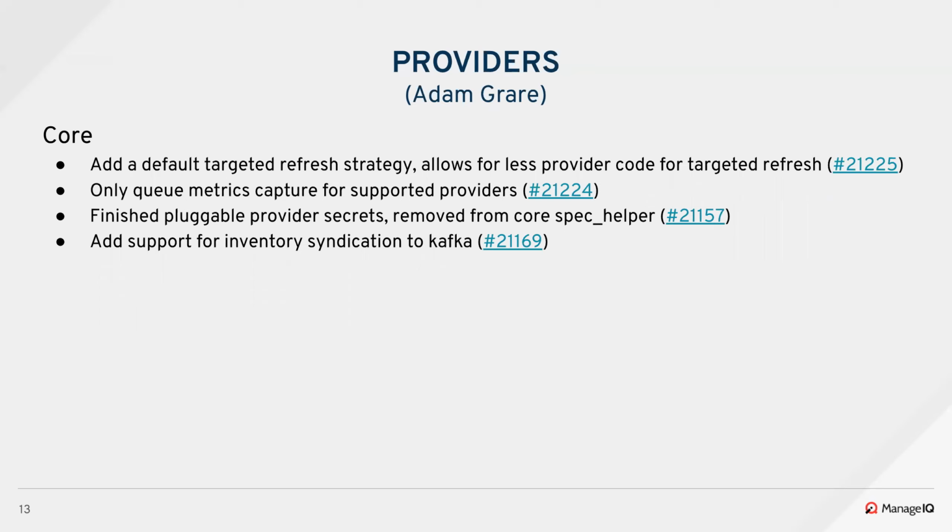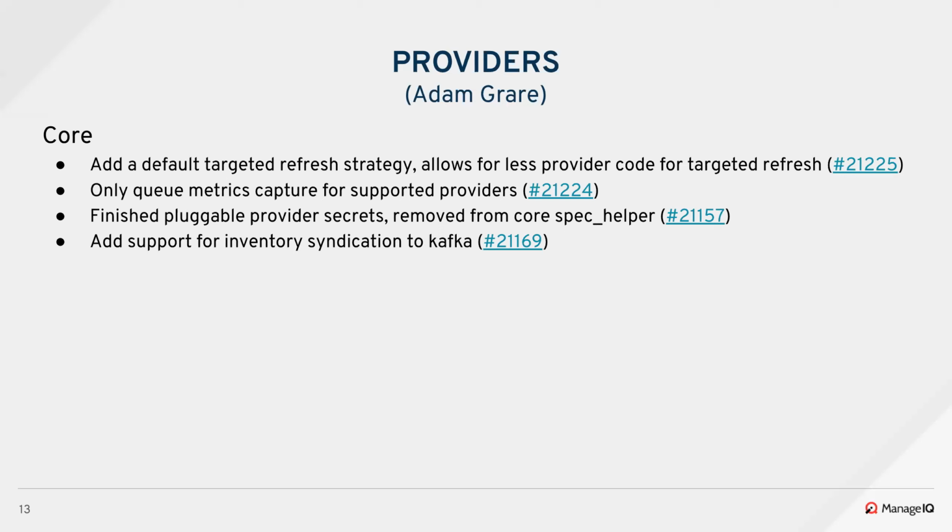We fixed a bug where we're now only queuing metrics capture for providers which support metrics. Previously, we were checking only on the EMS type. So we would queue metrics capture for every infra or cloud manager, for example. And there are a number of new cloud providers which don't support metrics capture yet. So what we ended up with was thousands and thousands of perf captures on the queue, which would never be dequeued because there's no metrics capture worker that's going to dequeue them. So we got that fixed up.